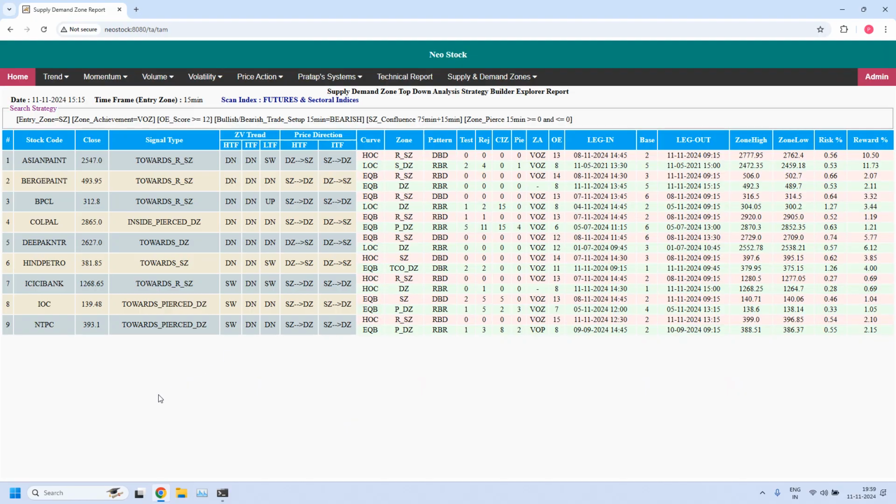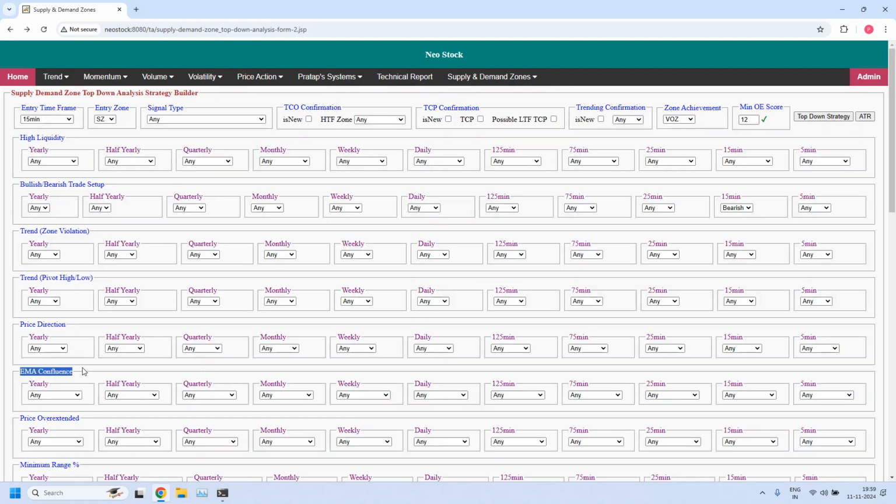With this filter, we got 9 stocks. In all these 9 stocks, the 15 minutes entry supply zones are part of the 75 minute supply zones, and the 75 minutes trend is down in all these 9 stocks. If any of these 75 minute zones are having daily EMA confluence, they are even more high probability setups. Let's verify. In the EMA confluence at 75 minutes time frame. Why 75 minutes? Because the entry time frame 15 minute supply zone is part of the 75 minute zone.